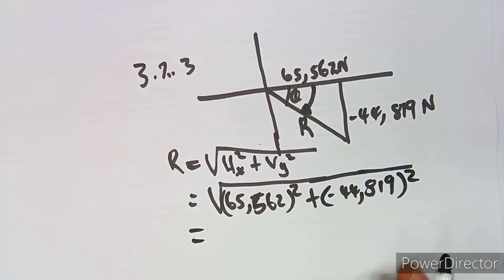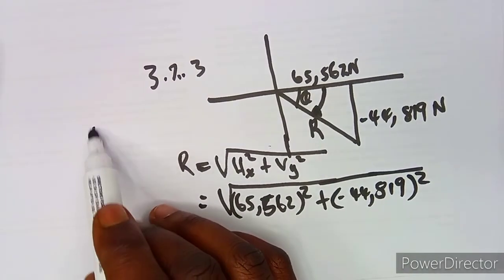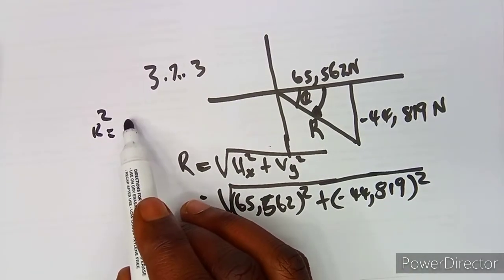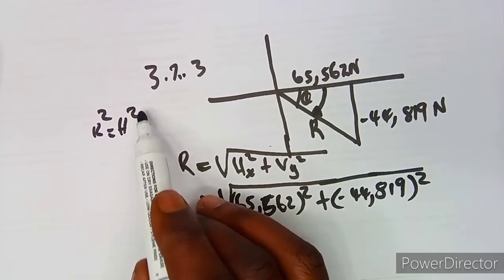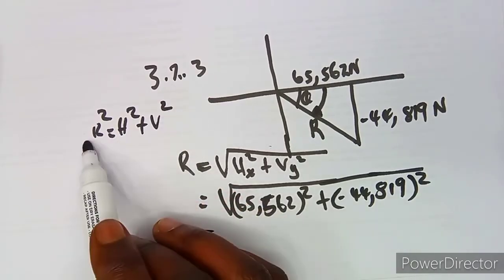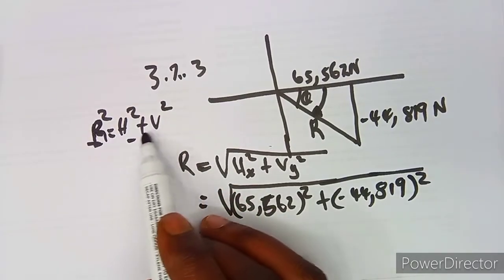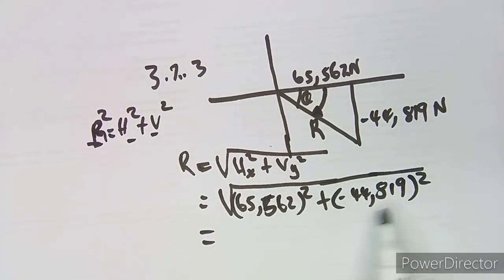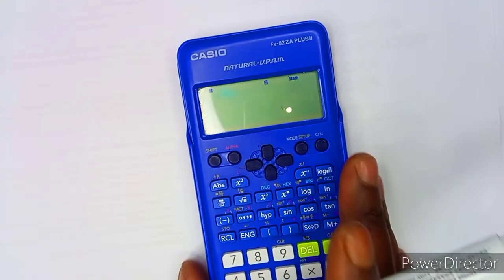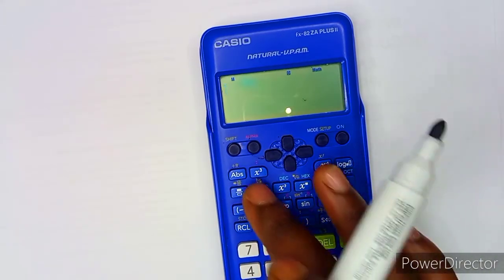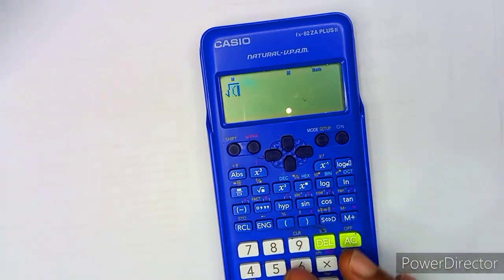This is from our Pythagoras theorem, or you can just use it directly as r squared is equal to the horizontal component plus the vertical component squared, like this. Then you substitute directly, and you are still going to obtain a resultant like this at the end. So yes, just a normal application of the Pythagoras theorem, nothing much.